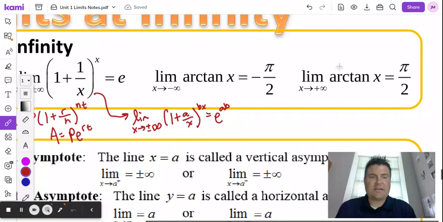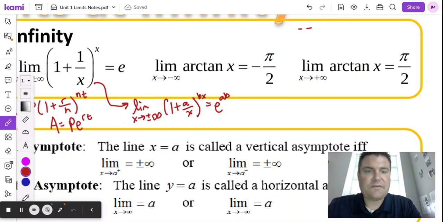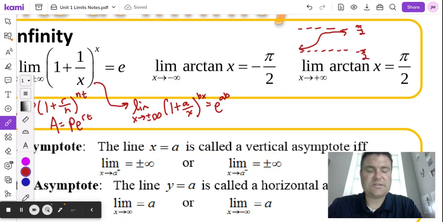And then we have arctan, and this is going to be a function that has 2 horizontal asymptotes. One is going to be up here at pi over 2. One's going to be down here at negative pi over 2. And it looks like this. So that's how we get those limits right there.